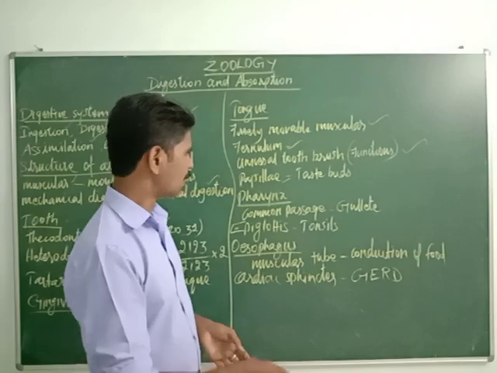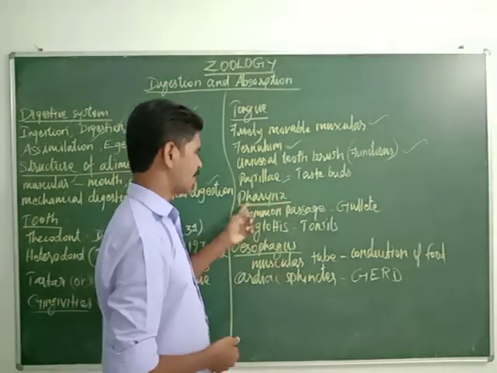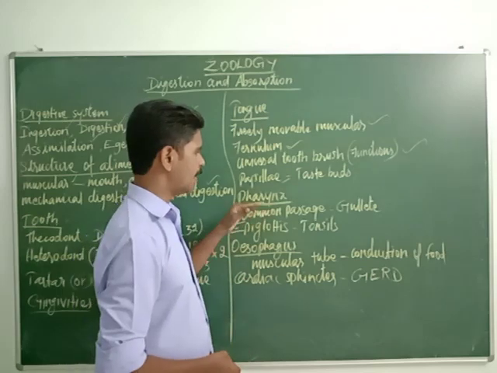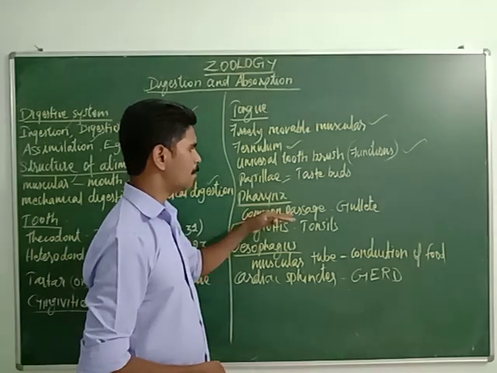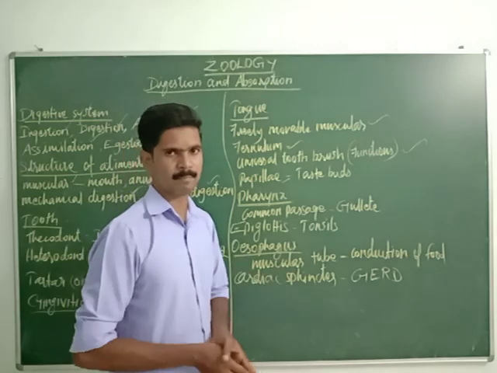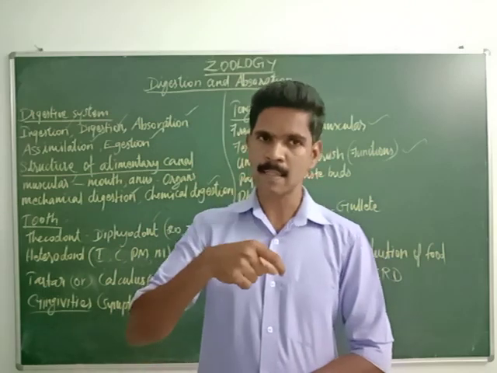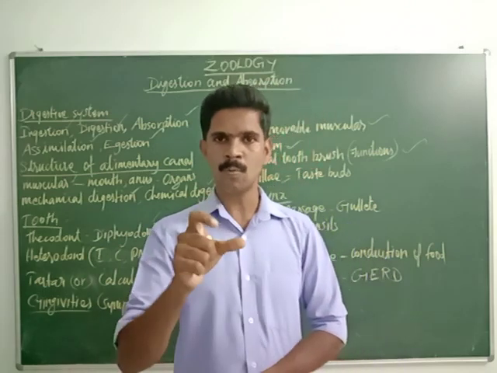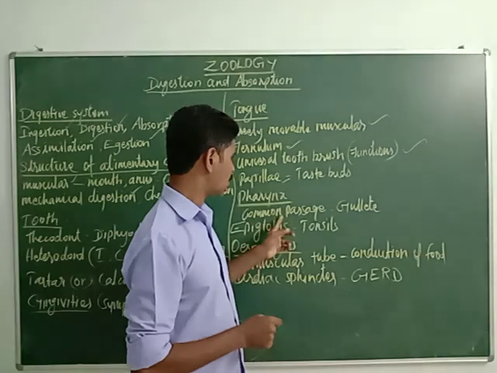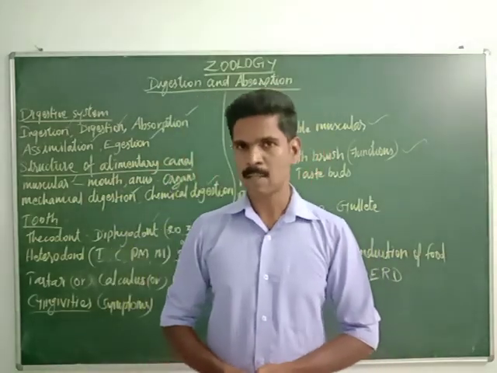Then the next organ of our alimentary canal is the pharynx. First point, this pharynx is a common passage for food and air. So the air and food both enter inside the body through a common passage. That common passage is called the pharynx.